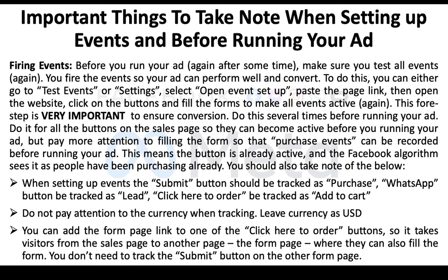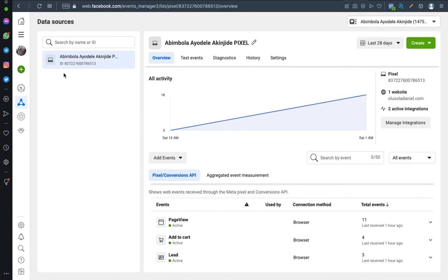So the Pixel stands there to monitor the activities and feed the Facebook algorithm back whatever is happening on your website. And how do you fire the event? Let me go back. For you to fire the event, you come to test event like this.